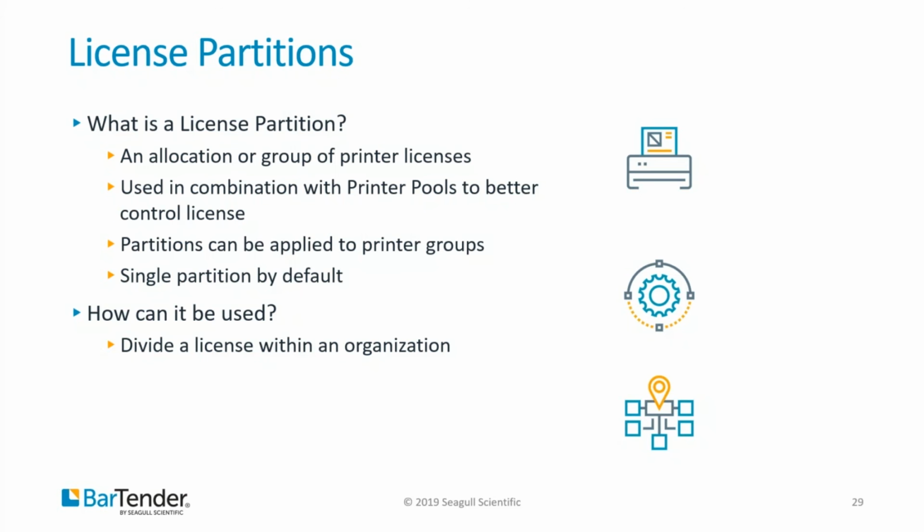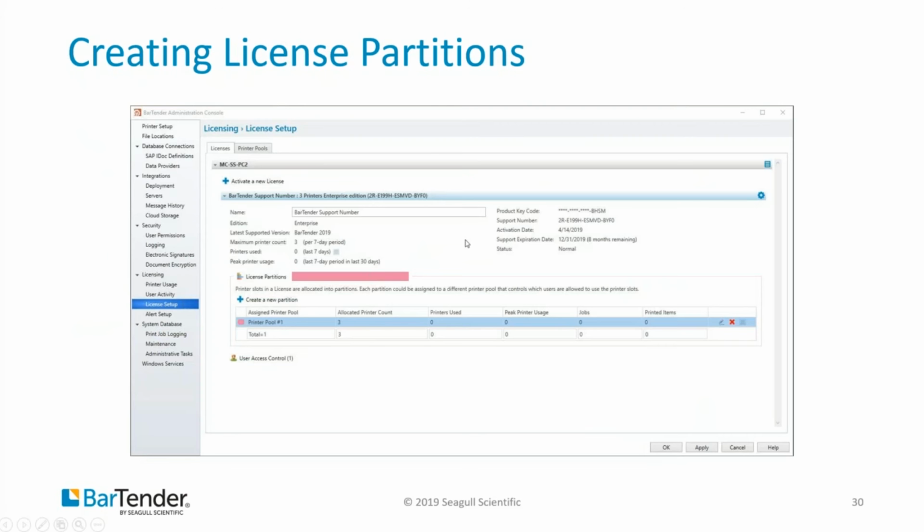You're always going to have a single partition by default. So even if you don't use this functionality, don't be surprised or think something's wrong or somebody was in there when you go into your admin console and see that you already have a single partition. By default we create that single partition, leave it unlocked, and make it the full size of your license. So my 50 printer enterprise license is going to be a 50 printer partition. Now let's review how we would set that up.